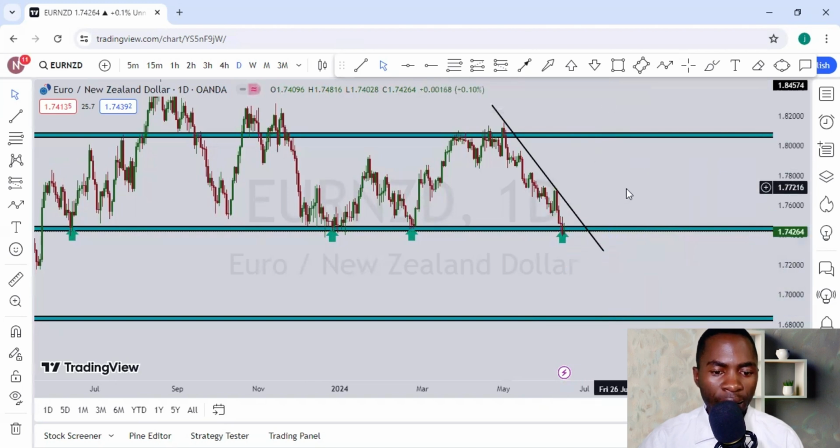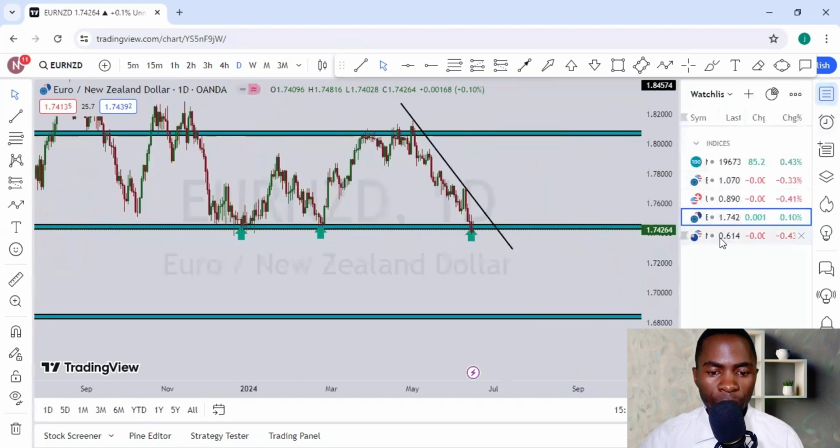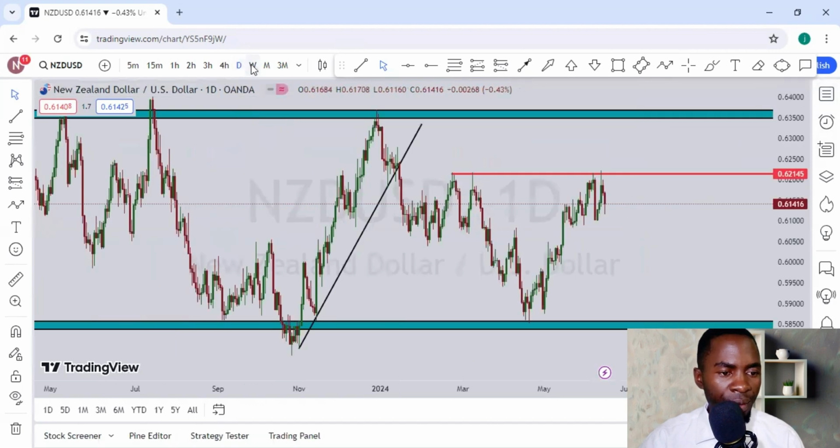Now let's give a high. If you have some confluence, some trades that you are about to take this week, you can also add Euro NZD on your watch list.